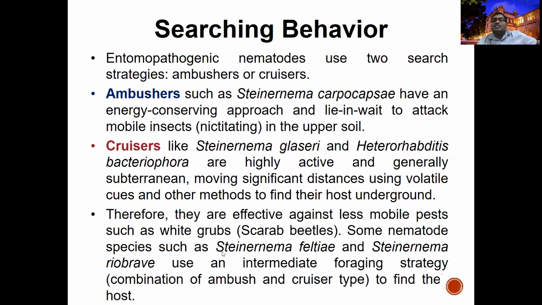Some nematode species such as Steinernema feltiae and Steinernema riobrave, these two species use an intermediate foraging strategy, a combination of ambush and cruise. These two, Steinernema feltiae and Steinernema riobrave, use both techniques. They can use ambush as well as cruise techniques.